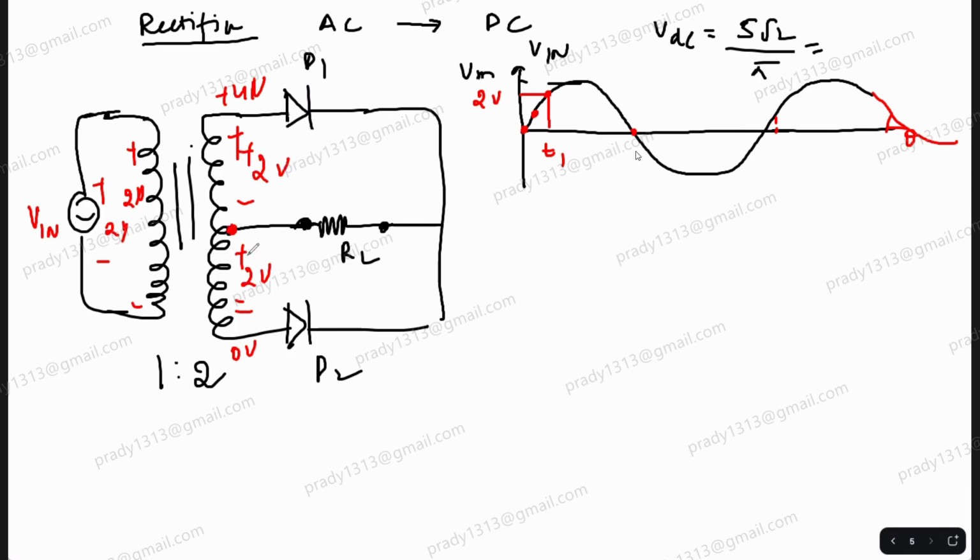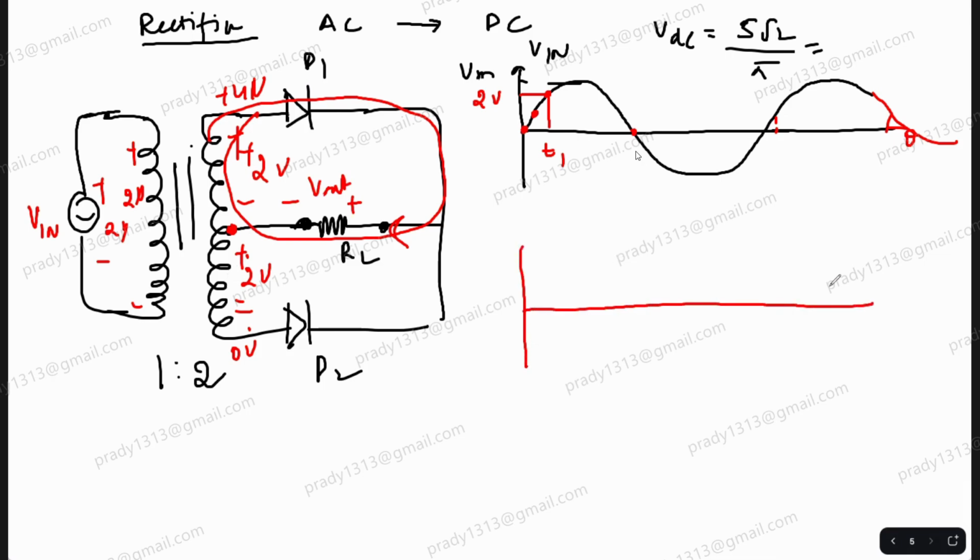Now tell me, with this polarity, which diode is forward biased and which is reverse biased? The upper one is forward biased, the lower one is reverse biased. So current will flow like this. With this output, the other diode will not conduct. Now I will take an ideal diode and draw. D1 is conducting. Can I say that?